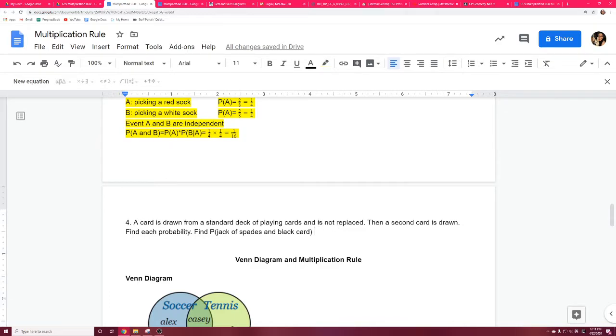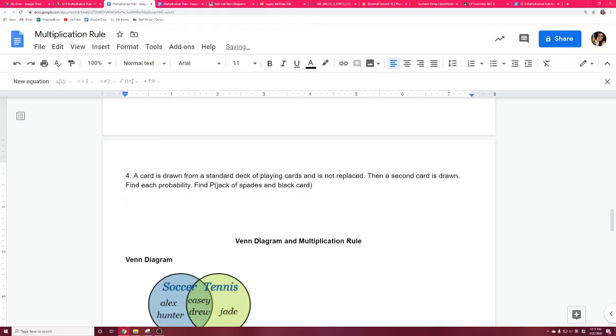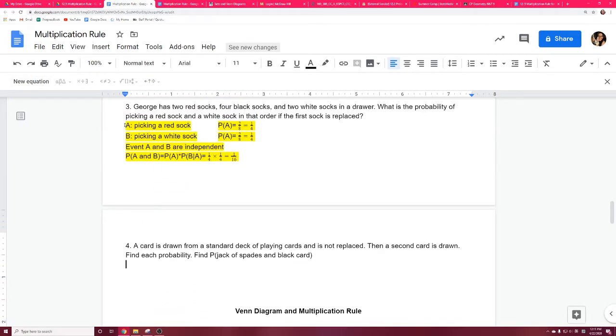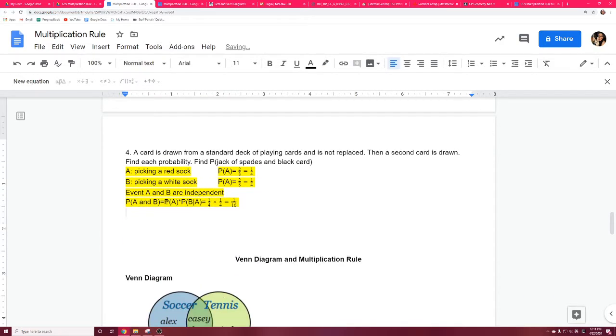Number 4, I'm just going to go ahead and finish it up very quickly. The rest of the worksheet about the Venn diagram, I will introduce in another video. So over here, I'm just going to copy down everything in the format I have, so I do not need to type it all over again, and we're going to change the event.